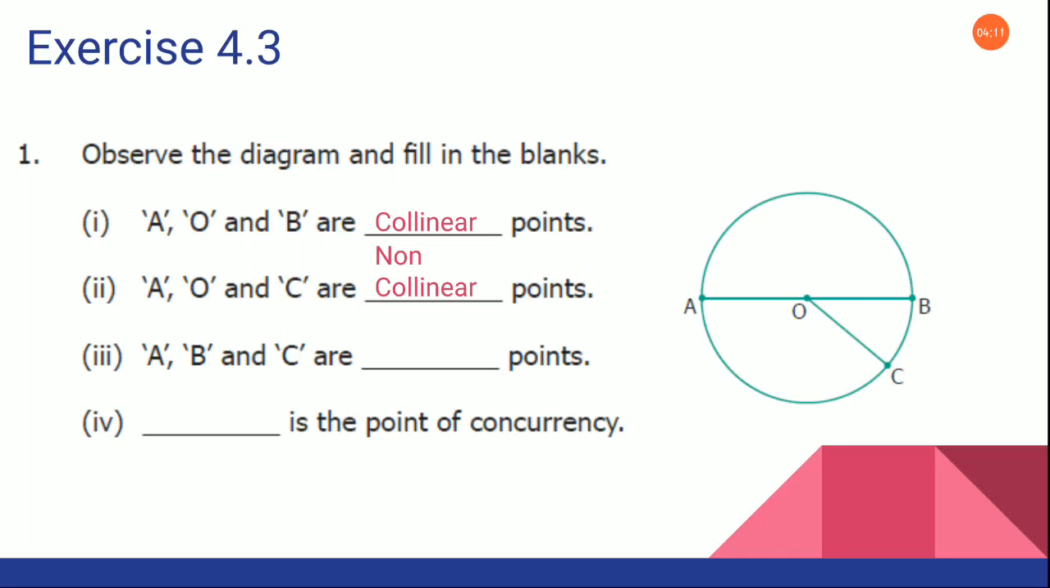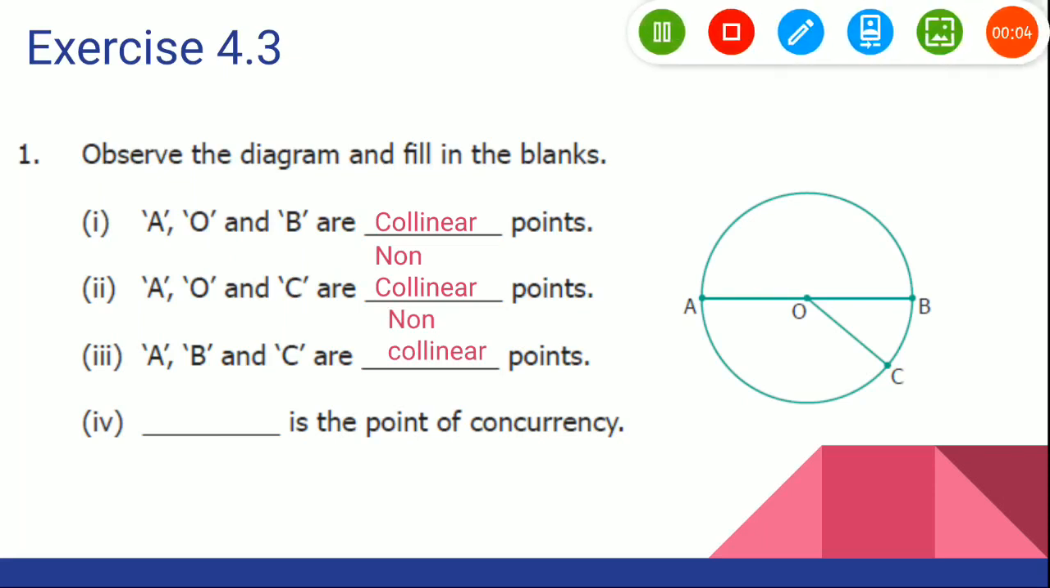And the next one, A, B, C are dash points. A, B and C. All these three points are in different places on this circle, right? So what type of points are these? These are non-collinear points.